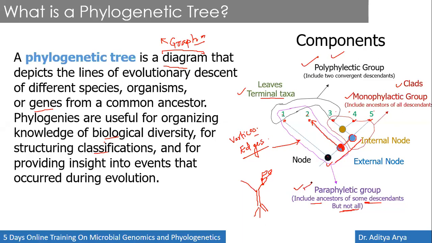So these were some terminologies that are often included when we talk about phylogenetics: monophyletic group, polyphyletic group, paraphyletic group, nodes, leaves, terminal taxa. You should be aware of these terms.